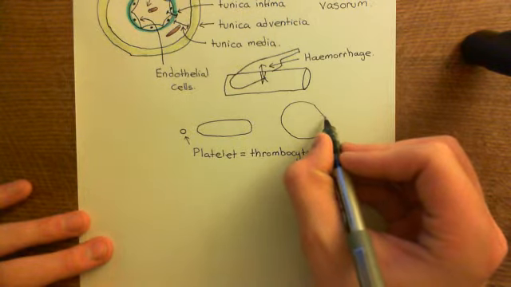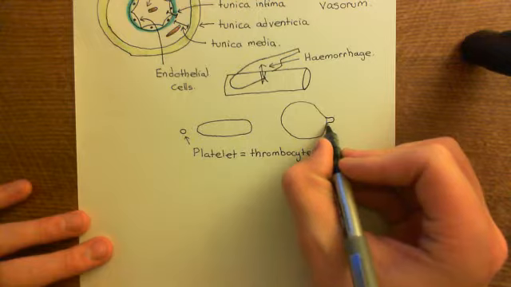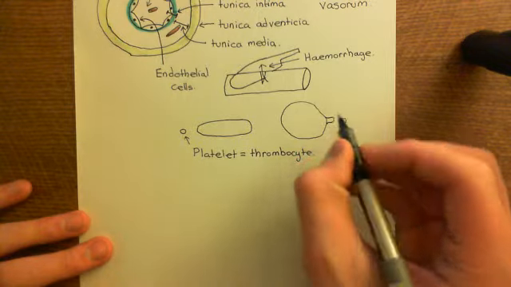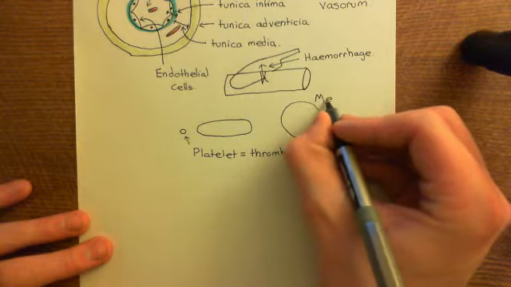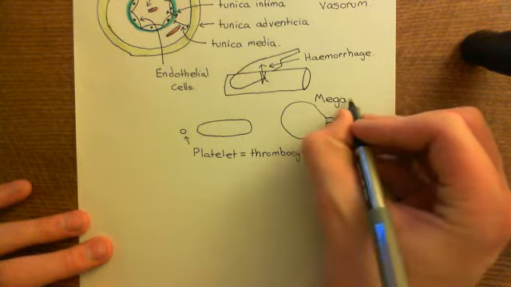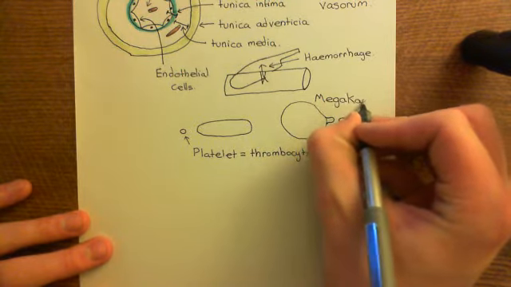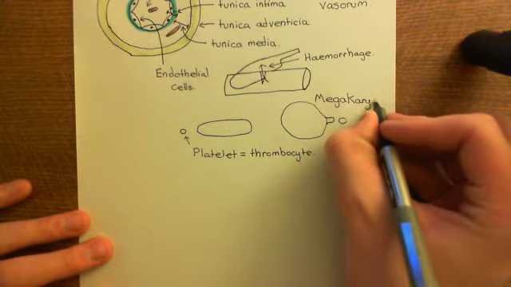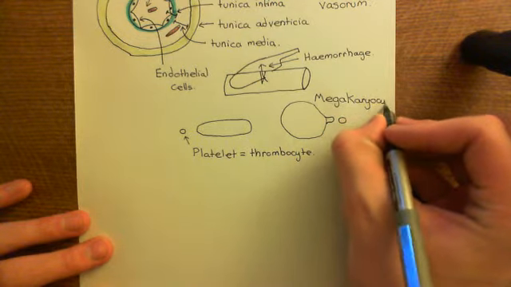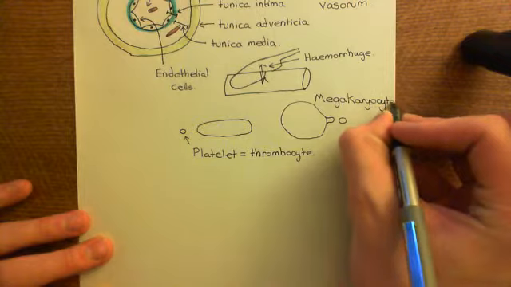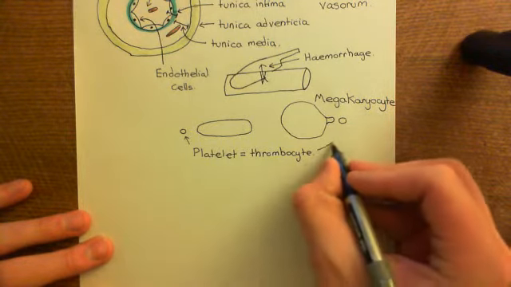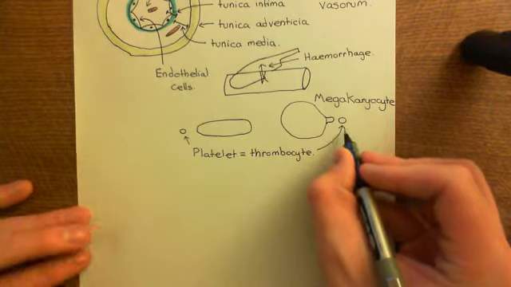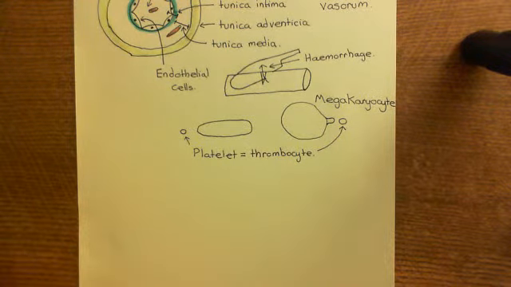So a little fragment will break off, and this is what will become a platelet. And this sort of cell that is producing platelets like this is known as a megakaryocyte, and they are present within the bone marrow. Is it going to fit on? There we go, megakaryocyte. And it's producing these thrombocytes or platelets here, which are going into the bloodstream.